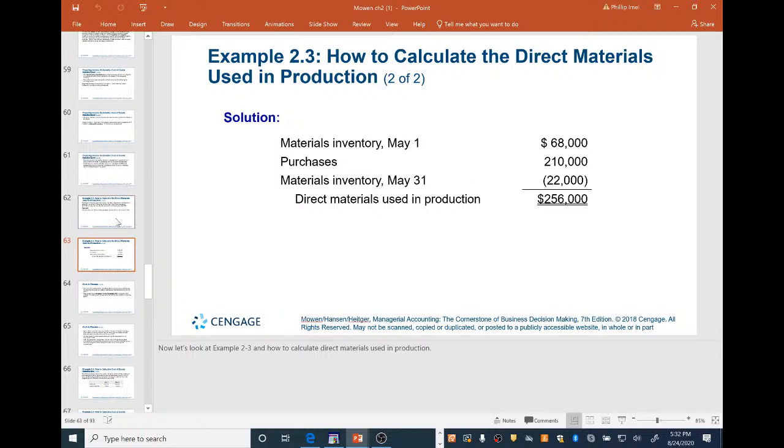Mm-hmm. And you found that by right here, obviously. Just remember, direct materials used in production. Think about it. We start with the beginning amount on hand, right? So materials inventory on May 1 was $68,000. So we already know we have $68,000 worth of materials. From there, we add our purchases of $210,000. If we have the beginning materials and then our purchases, then we know the total amount of materials that we have on hand before we start producing anything. So that's why we want to know what we had from the beginning and purchases. And then that amount is $278,000, right?